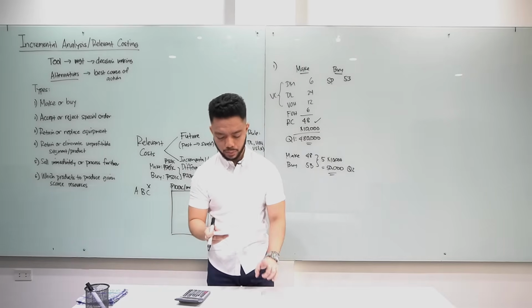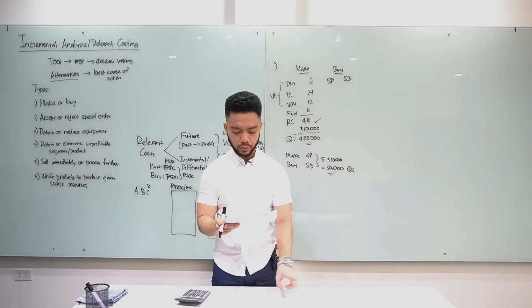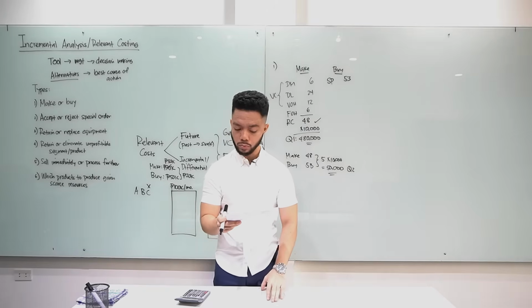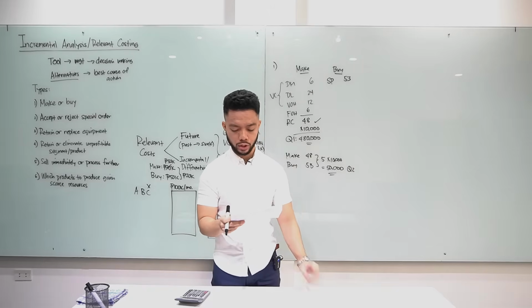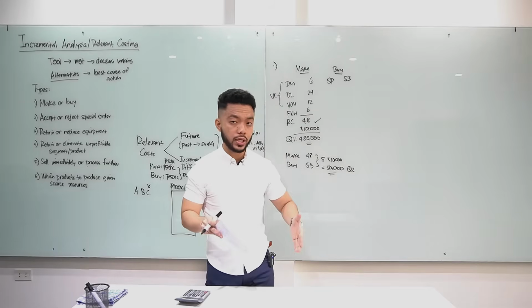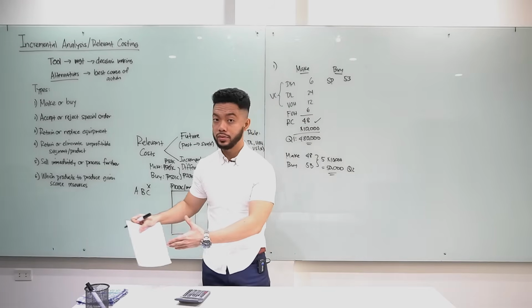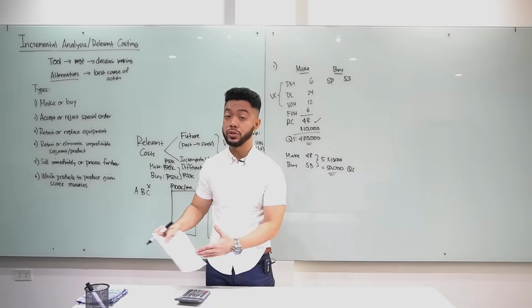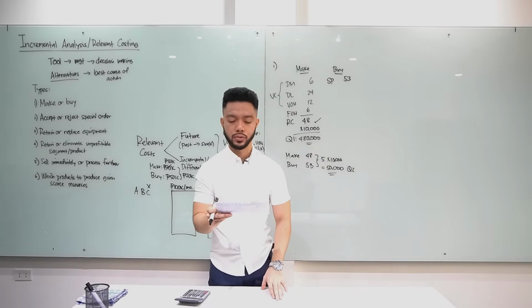Okay? If ABC accepts the offer, some of the facilities currently being used to manufacture the components can be rented as warehouse space for 40,000. Ano ibig sabihin ng class? Pag bumili daw tayo from outside supplier, yung warehouse natin, pwede natin iparenta sa iba. Kikita tayo doon. Alright? Ang tawag doon savings. Okay, may savings tayo na 40,000.